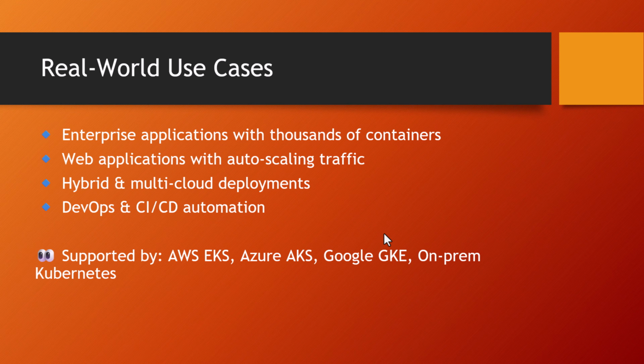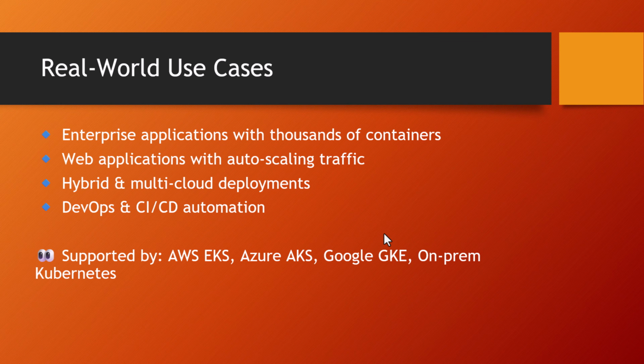And the next is hybrid and multi-cloud deployments. Imagine you need to run a workload across AWS and Azure or split between cloud and your own data center. Kubernetes supports hybrid and multi-cloud environments, so you get flexibility and high availability wherever you deploy.